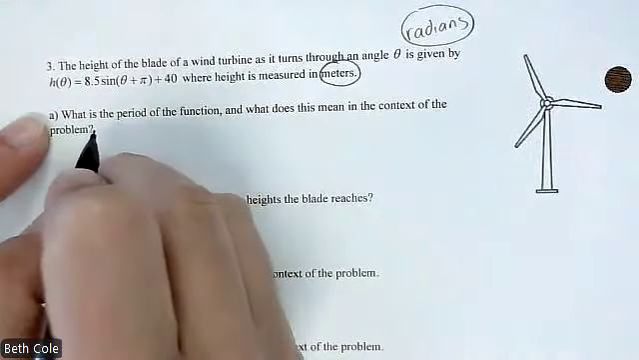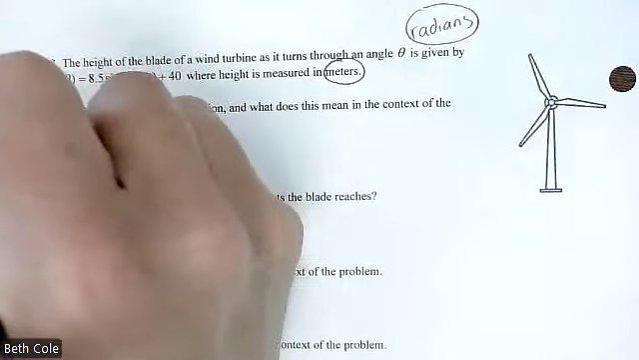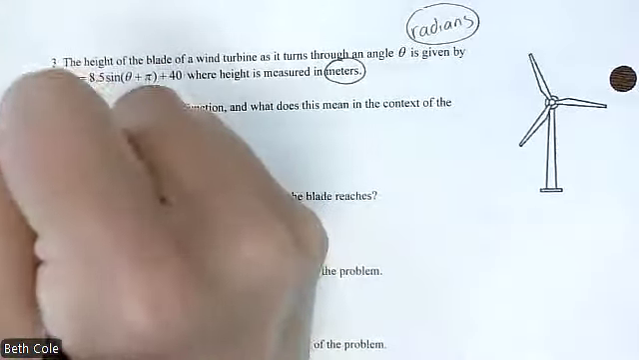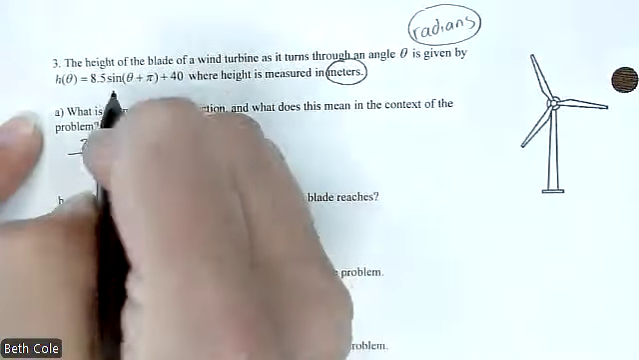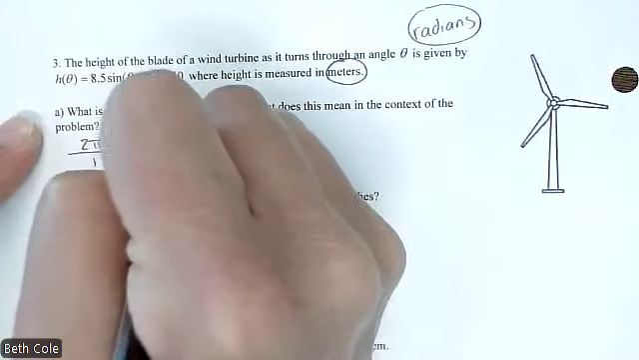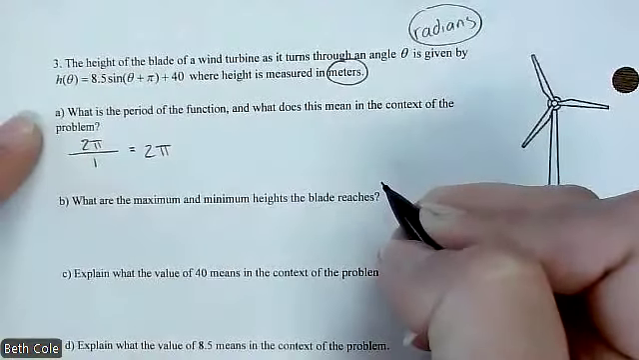How would we find the period of the function? Good, 2 pi over 1. Oh, it would be 1 theta in there. So it would actually just be 2 pi.